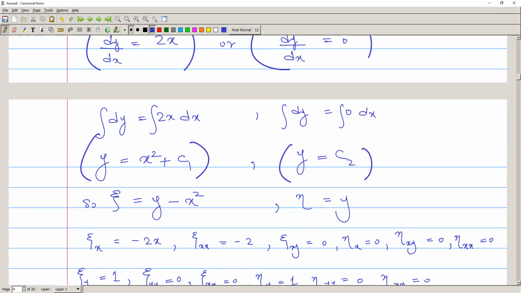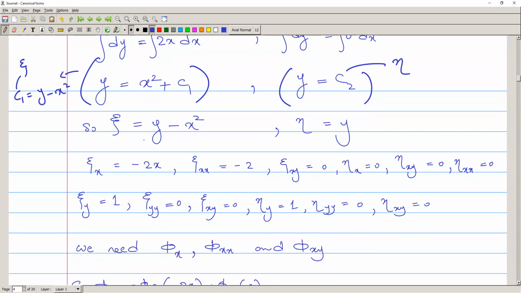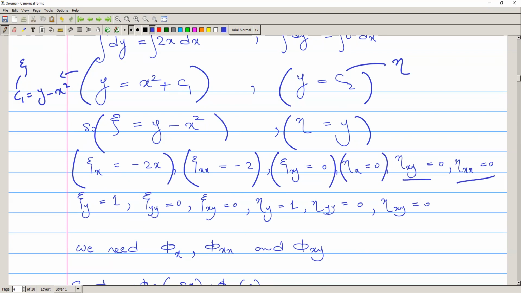So here again, what we will do, we will write this c1 as a function of x and y. So it will be equal to y minus x squared. Then we will replace c1 by psi and c2 by eta, right? So actually we are transforming in this step, right? So here's the transformation. And then again, the similar step, that is to find psi x, psi xx, psi xy, eta x, eta xy, eta xx, and all these functions, right?